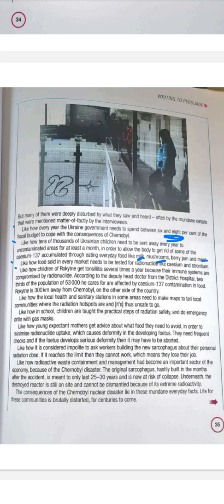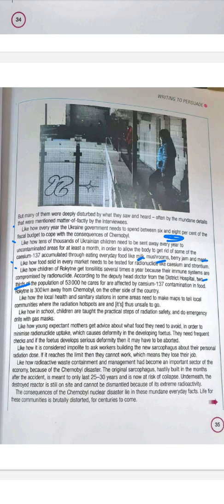Like how children of Rakuten get tonsillitis several times a year because their immune systems are compromised by radionuclide. According to the deputy head doctor from the district hospital, 2/3, more statistics, of the population of 53,000 he cares for are affected by cesium-137 contamination in food. Rakuten is 300 kilometers away from Chernobyl on the other side of the country. Can you imagine being 300 kilometers away and still being affected by it?